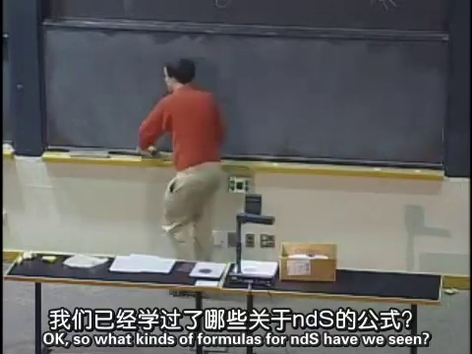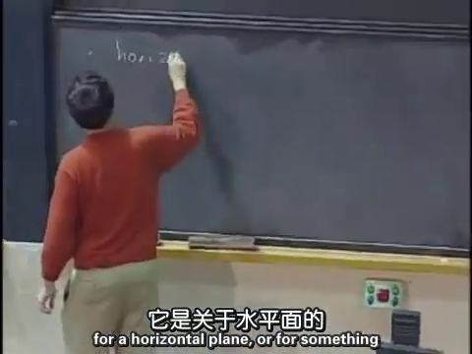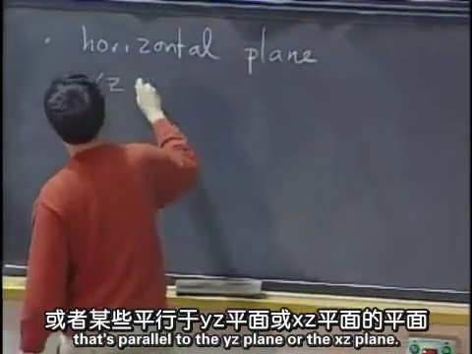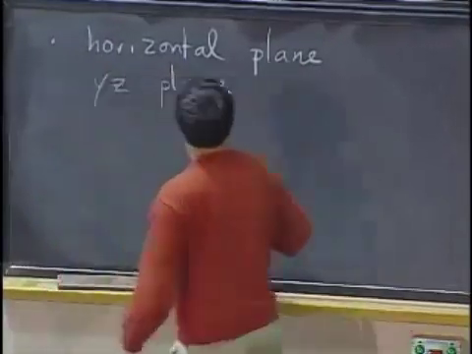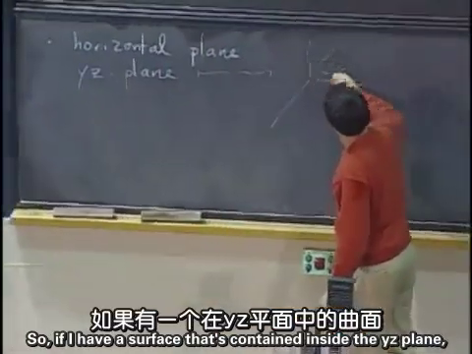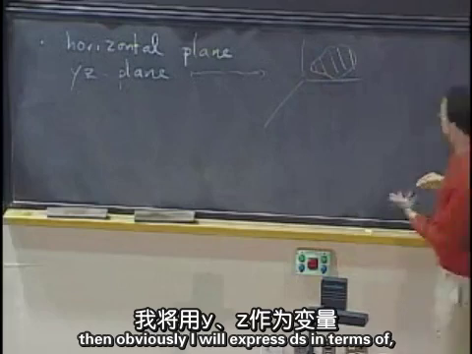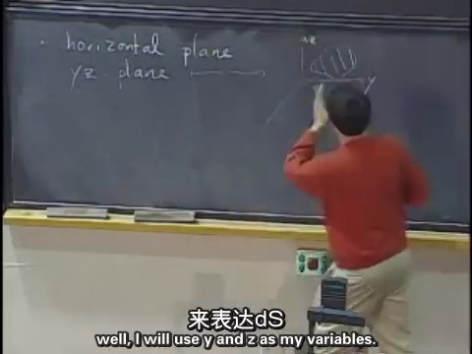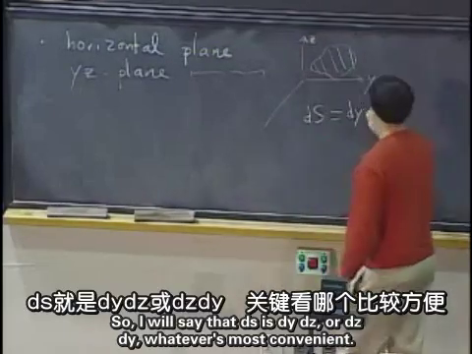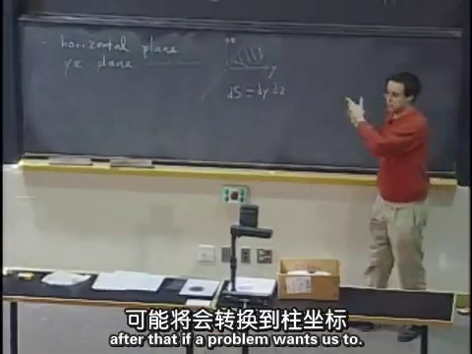Okay, so what kinds of formulas for n dS have we seen? Well, we've seen a formula, for example, for a horizontal plane, or for something that's parallel to the YZ plane or the XZ plane. Let's do just the YZ plane for a quick reminder. If I have a surface contained inside the YZ plane, then I will express dS in terms of y and z as my variables. So I will say that dS is dy dz, or dz dy, whatever is most convenient. Maybe we'll even switch to polar coordinates after that, if the problem wants us to.